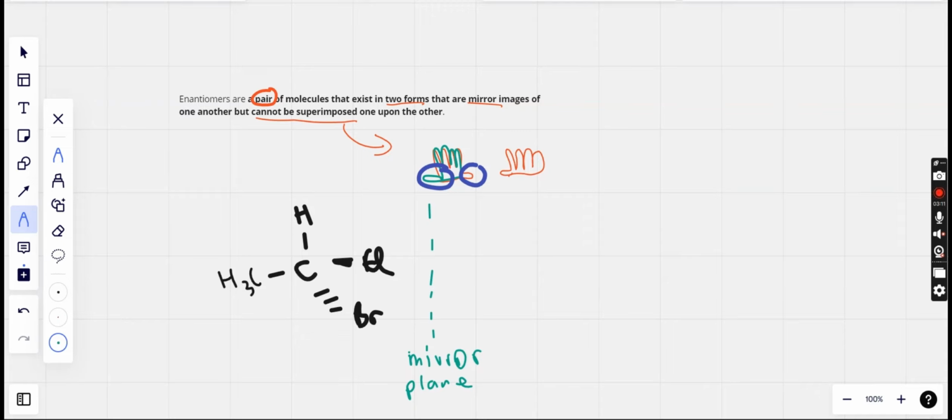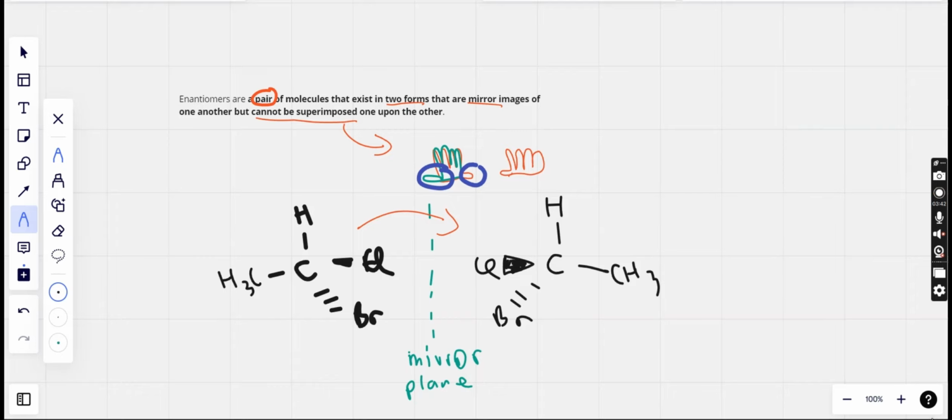So when you flip this structure over, you will get something like this. See the H when you flip over like that, and then chlorine flips over like that. Chlorine, bromine, CH3. So you literally flip it about the mirror plane. Think about your math: you are flipping it on the y-axis.